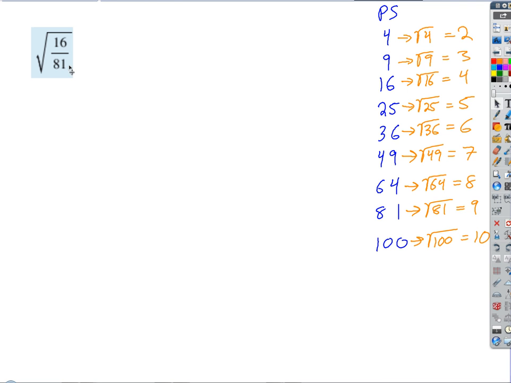So then what? Well, the next step would be to split this apart into separate square roots. I'm going to break it into the square root of 16 on the top divided by the square root of 81 on the bottom. And then I'll see if I can simplify either or both of those. Well, this one works out great. 16 is a perfect square. The square root of 16 is 4. And 81 is a perfect square. The square root of 81 is 9. And so my answer is just 4/9.